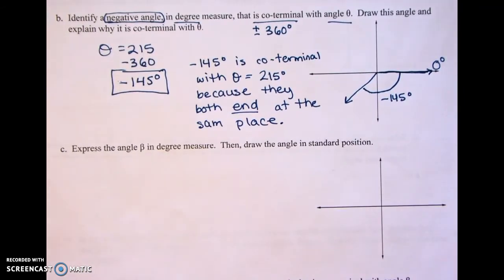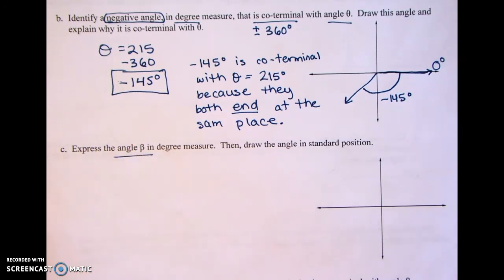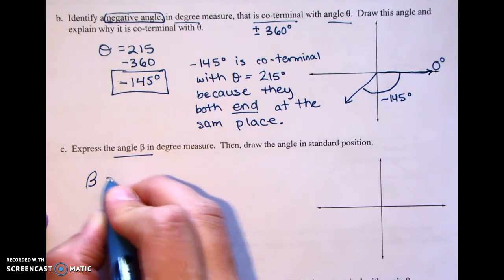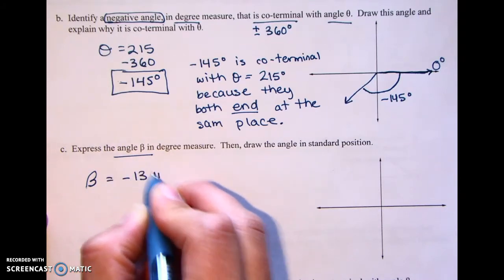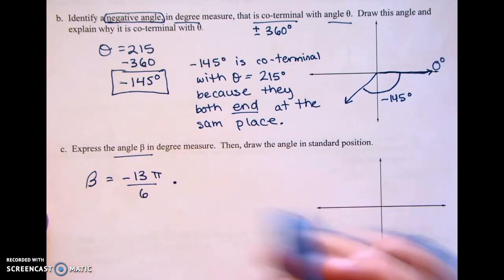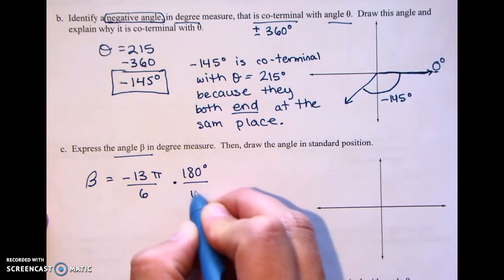Okay. Uh-oh. Now we have to get some work done. Express beta in degree measure. So beta, how's your beta? Beta equals negative 13 pi over 6. So we're going to go the other way. We're going to multiply by 180 degrees over pi.